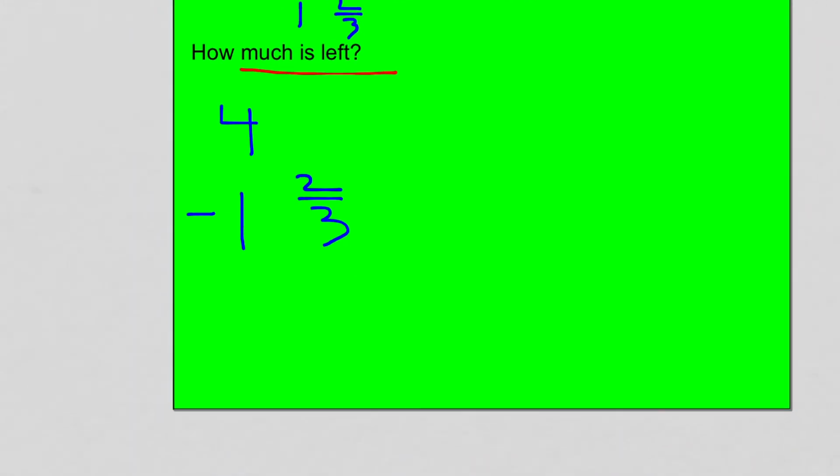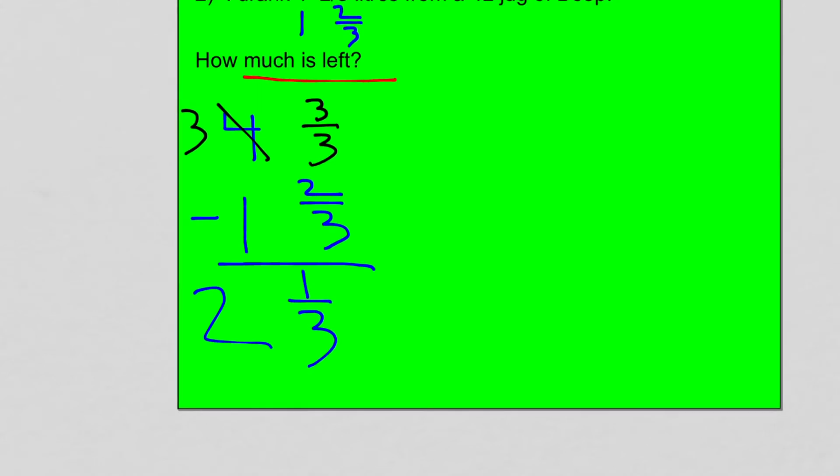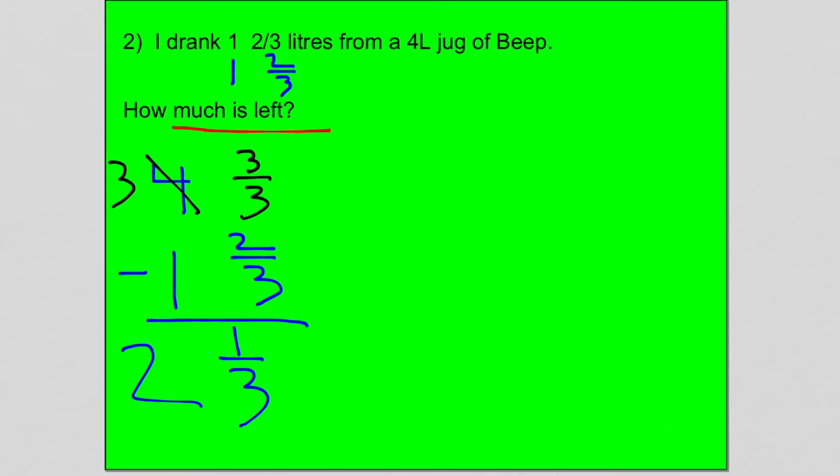Then you just have to think back to how to do this. Well, you need to have a fraction to take 2/3 away from. So I'm going to borrow 1 whole from the 4, make it 3. And I'll make that 1 whole over here as a fraction, 3 over 3. And now I can just subtract. 3 minus 1 is 2. And then 3 over 3 minus 2 over 3 is 1/3. So how much beep is left?